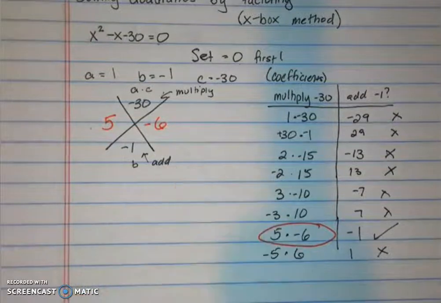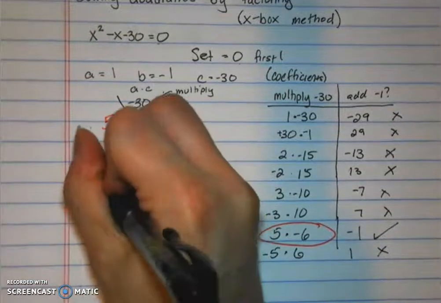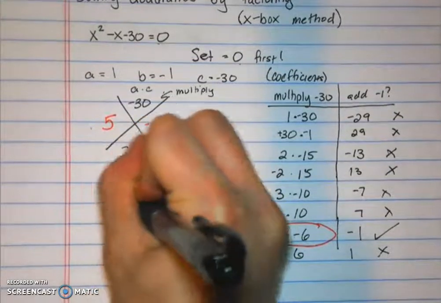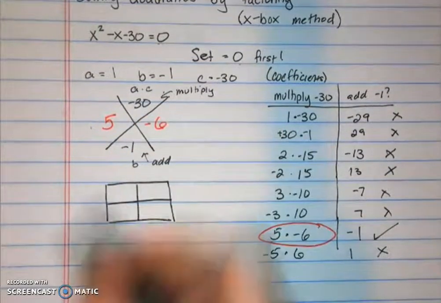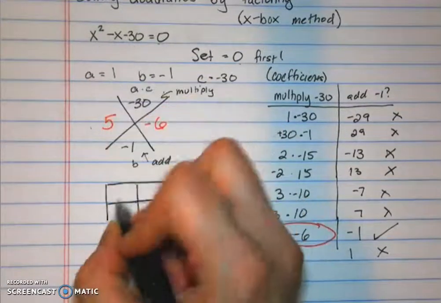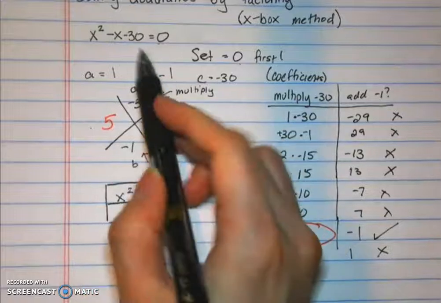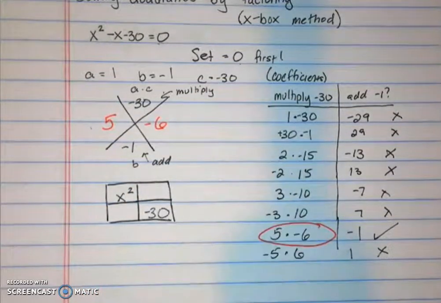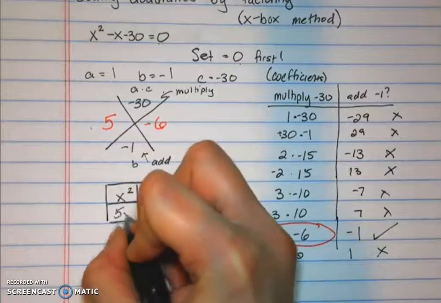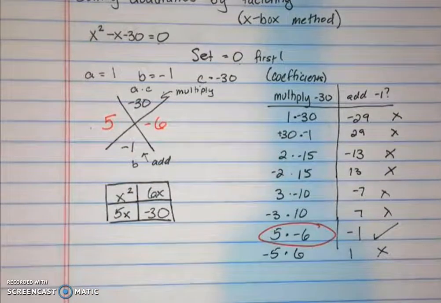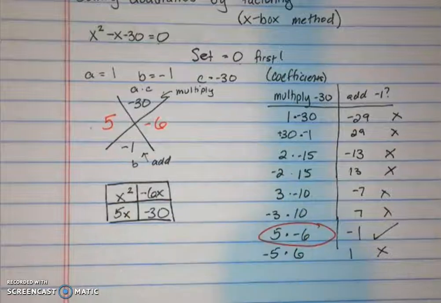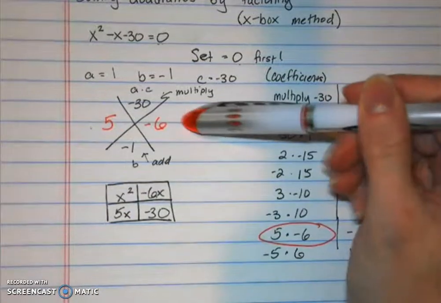So our next step in the Xbox method is we set up our box. And in our box, we're going to put ax squared, so that was x squared. We're going to put our last term, which was -30. And then we're going to do 5x and -6x, because we took our numbers from our x and brought them down here.